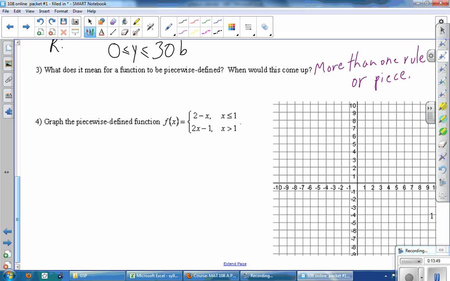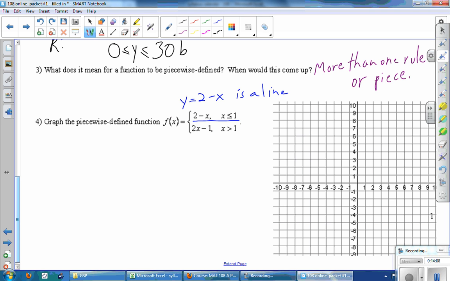Okay, hopefully you were able to make some progress. I'll begin with the top row. It says 2 minus x when x is less than or equal to 1. So I know that y equals 2 minus x is a line. And if I'm going to graph a line, I just need 2 points. So let's find 2 points that are on this line.